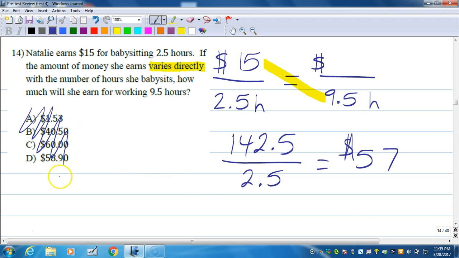You could have also done it $15 over 2.5. It'll give you how much she makes in 1 hour. And then you can multiply that times 9.5. It still gives you 57. So it's up to you. Whatever.